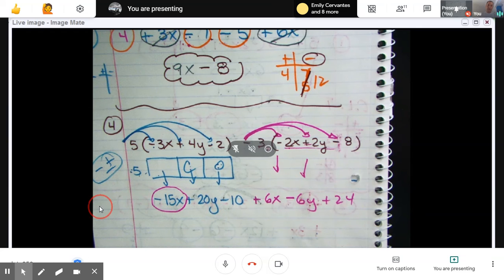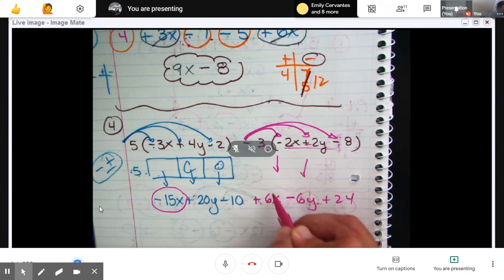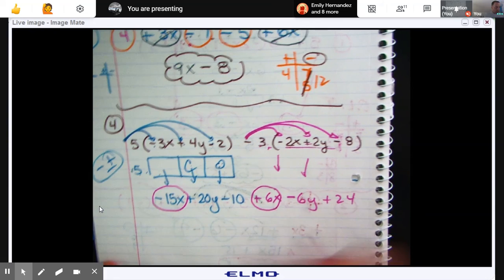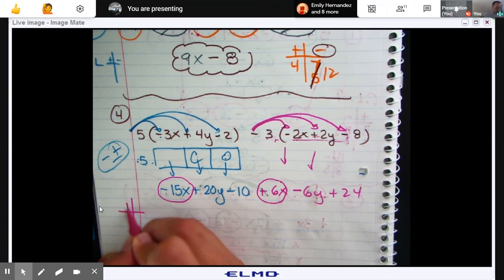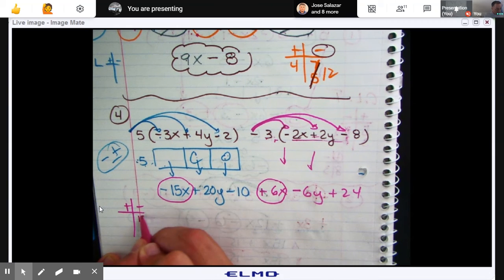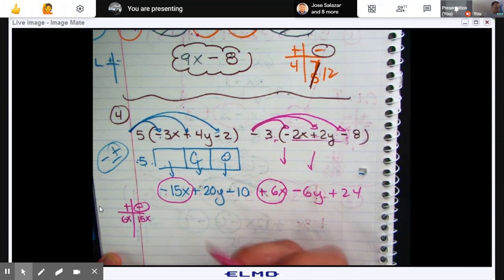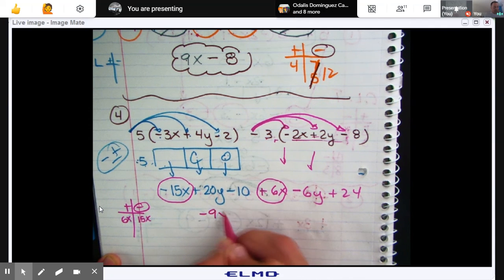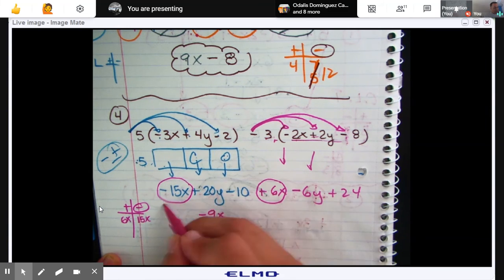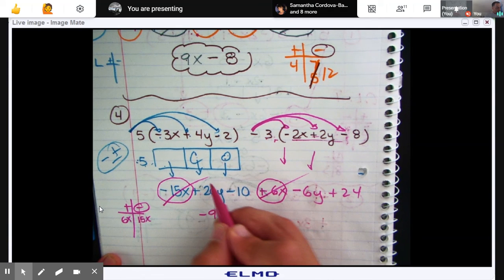Positive 6x. Yes, thank you. Positive 6x. So then you have to do the t-chart. Okay? You guys got to pay attention. Don't get distracted. Okay? So my answer is negative what? 9x because I subtract. So I'm done with the x's. Now, how about the y's?